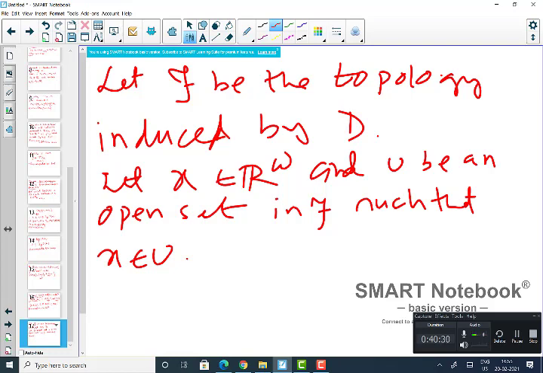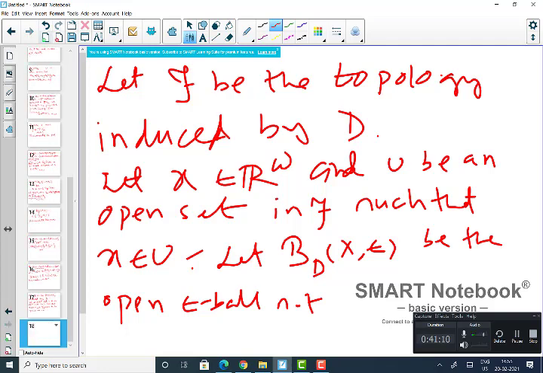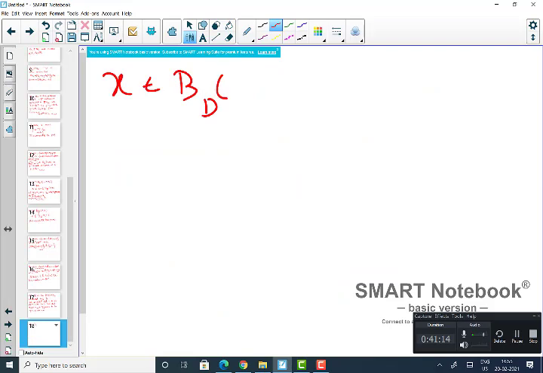Because U is an open set, U obviously contains open balls with respect to the metric D. So let me write down that open ball by name, B_D(x, epsilon), the open epsilon ball, such that x belongs to B_D(x, epsilon), and this is inside U. Okay, clear. Now I will define one basis element of the product topology which also contains x and is also inside this open ball, and hence it will be inside U, right?